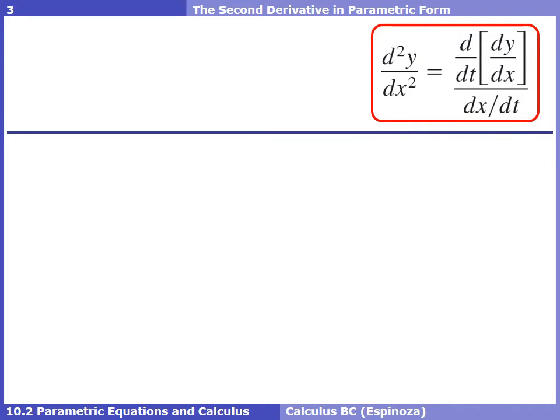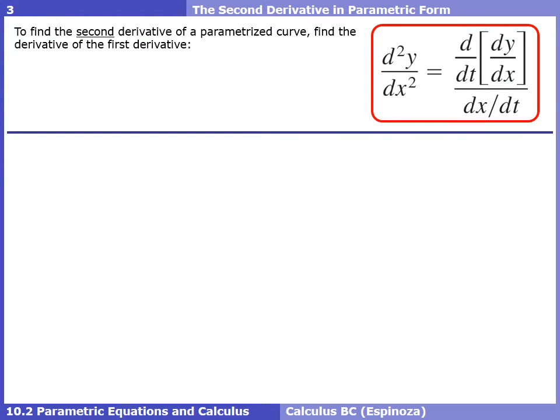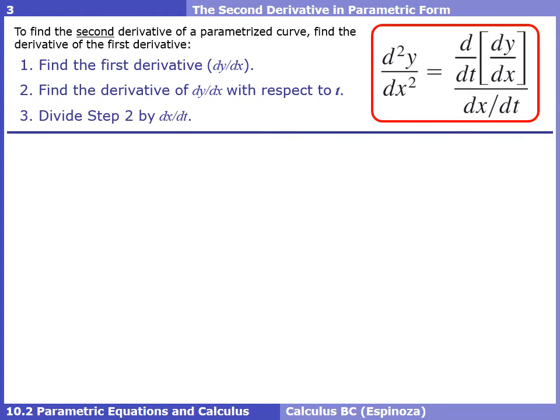So rather than talking about the details of this formula, I'm going to break down the steps of using this formula into these 3 steps. But just kind of realize, based on this formula, at some point we're going to need dy dx. So we're going to need that formula from the first slide of dy dt over dx dt. So let's go ahead and go through this example to see if we can figure out what the second derivative of these parametric equations are.